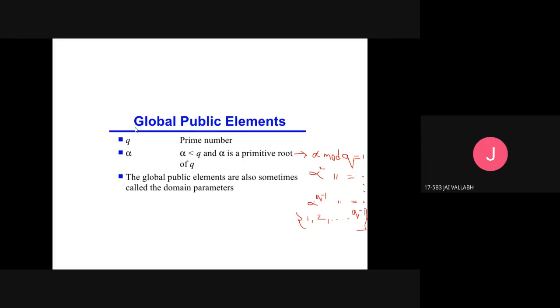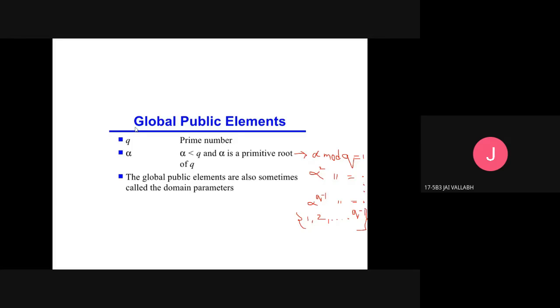So q is any prime number which is taken randomly by the sender, and in general it must be a large prime number. And alpha is another parameter which is a primitive root of q, and it should be less than q. The value of alpha should be less than q, and q is a prime number. So we'll be seeing what a primitive root is.